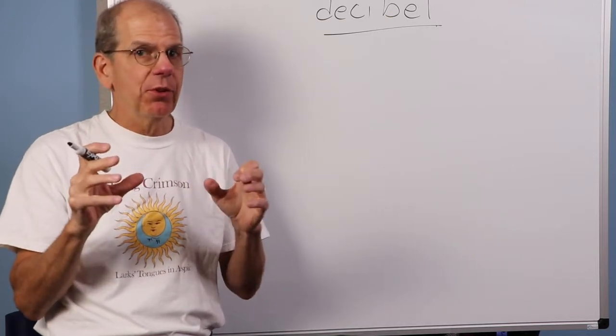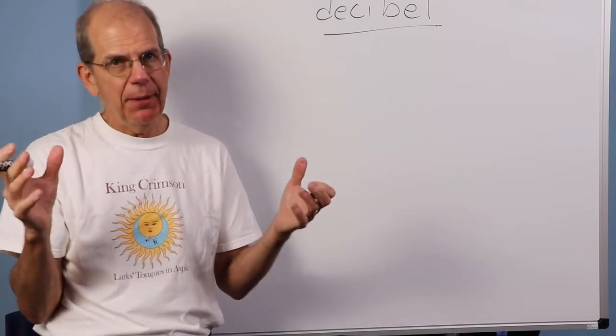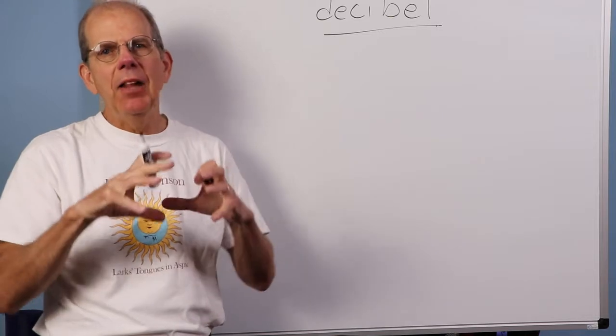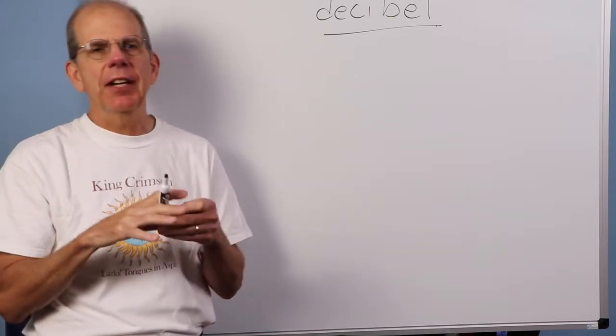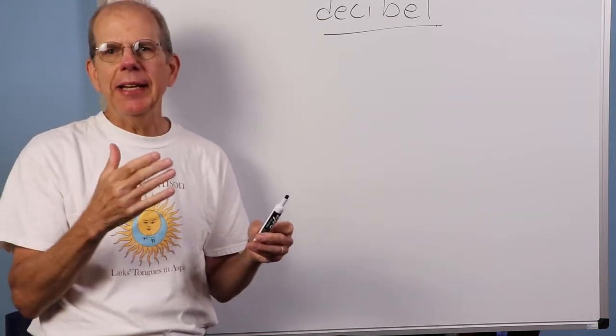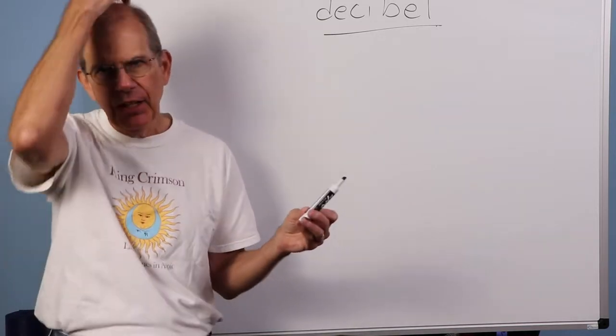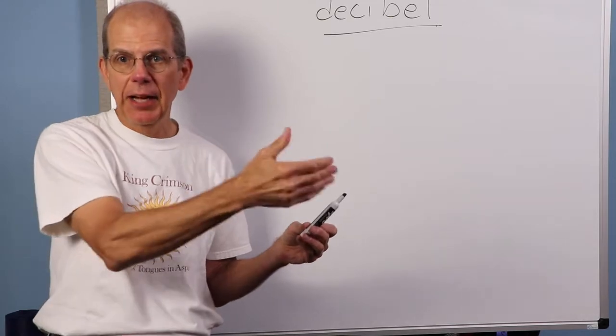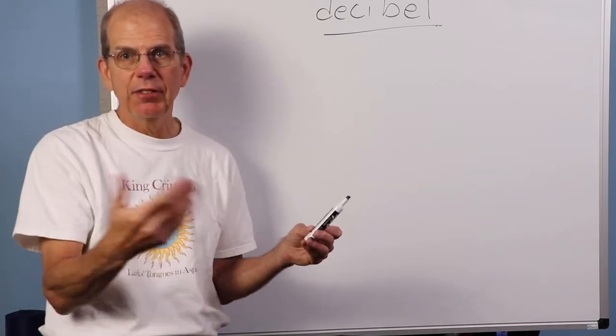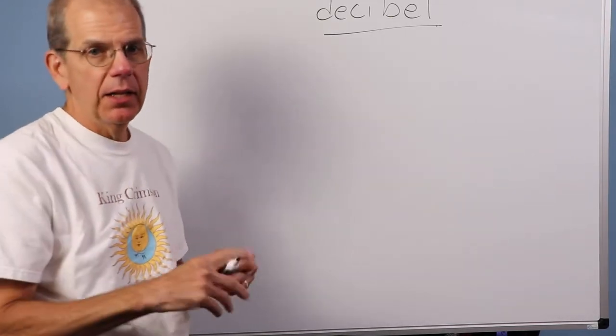Now, the base unit is really called a bell after Alexander Graham Bell. Turns out a bell is a little bit too big of a number. It's kind of like trying to measure your weight in tons. You always have a fraction basically. So we use a decibel. Deci is 1/10. So a decibel is literally 1/10 of a bell.